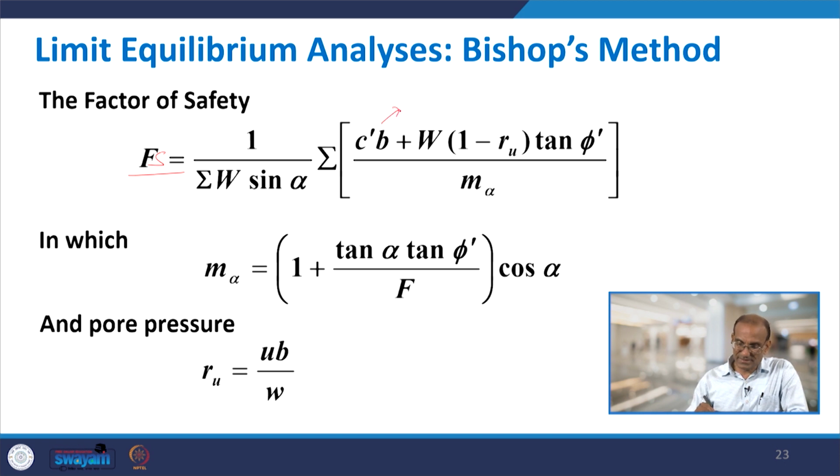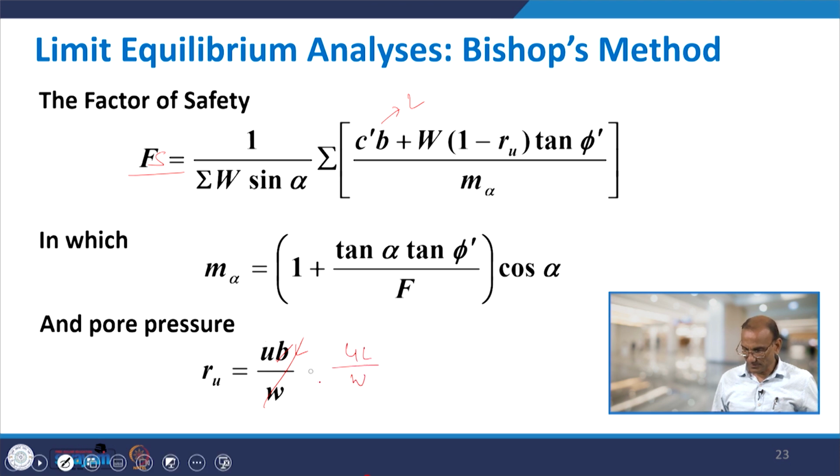B is the same as in this equation, and L and W are also the same. Here the pore water pressure is considered using a factor, the pore pressure ratio RU, where U is the pore pressure, B is the length of the chord, and W is the total weight. So RU should be treated as U times L divided by W.